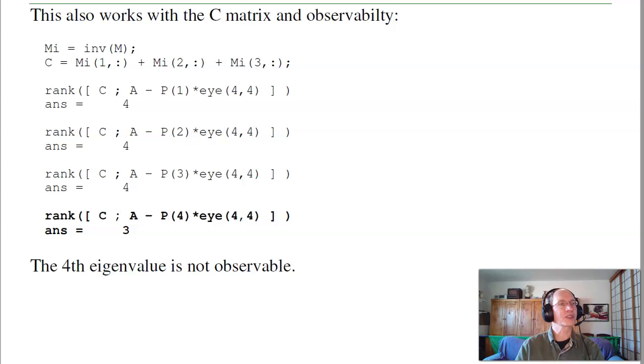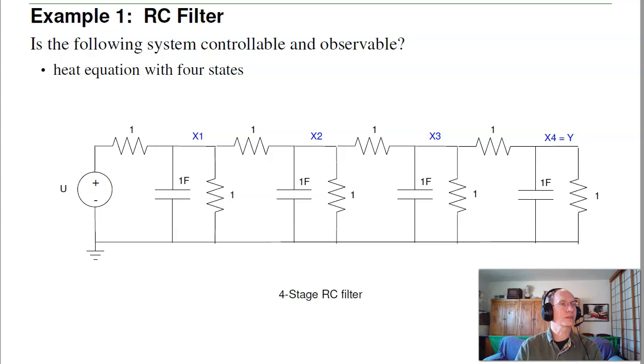This also works for the C matrix. If my C matrix is composed of the inverse of the eigenvectors and it contains the first, second, third, but not the fourth eigenvector, the fourth mode is not observable. And again, the PBH test will tell me that. If I find the rank of [C; A minus lambda I] at the first eigenvalue, yep, it's observable. Second one, yep. Third one, yep. Fourth one, nope. The fourth mode is not observable.